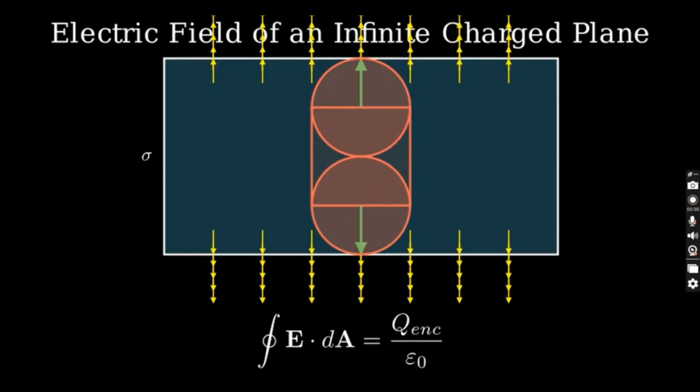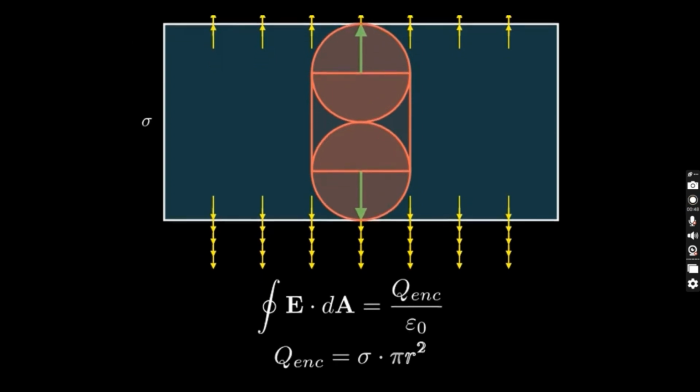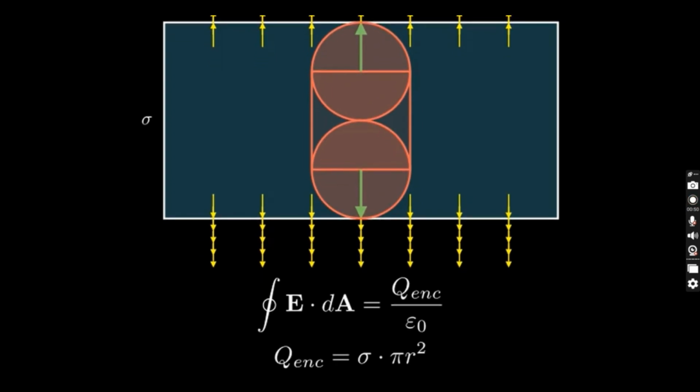Gauss's law states that the electric flux through a closed surface equals the enclosed charge divided by epsilon naught, the permittivity of free space. Let's calculate the enclosed charge. The charge enclosed is the surface charge density sigma times the area of the circular cross-section of our Gaussian surface. Now, let's evaluate the electric flux.